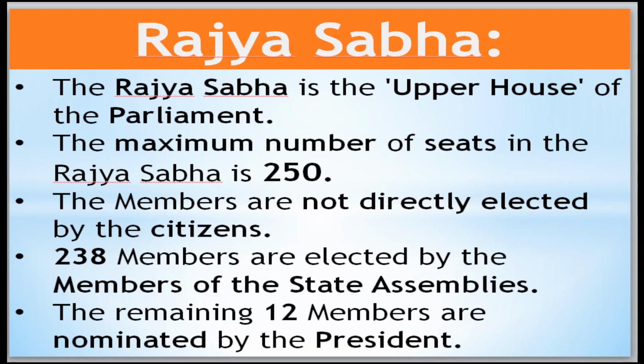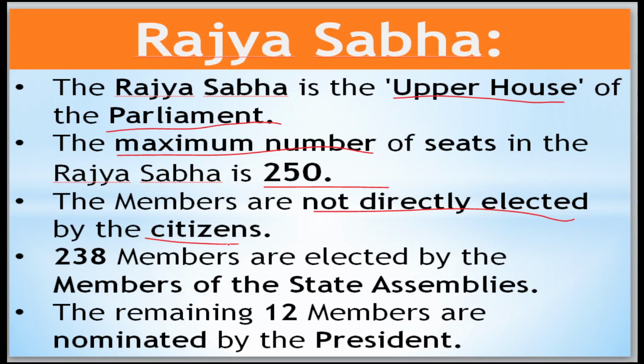The next house of the parliament is the Rajya Sabha, and the Rajya Sabha is known as the upper house of the parliament. Upper house means Rajya Sabha. The maximum number of Rajya Sabha seats is 250. 250 seats will be there, and the members of the Rajya Sabha are not directly elected by the citizens.